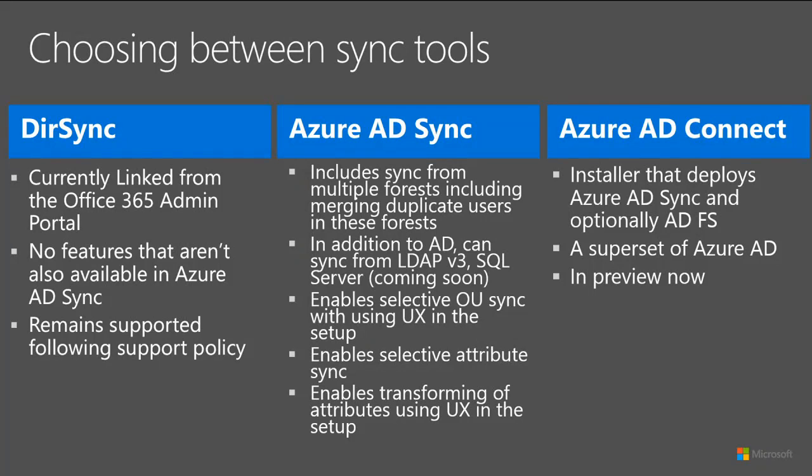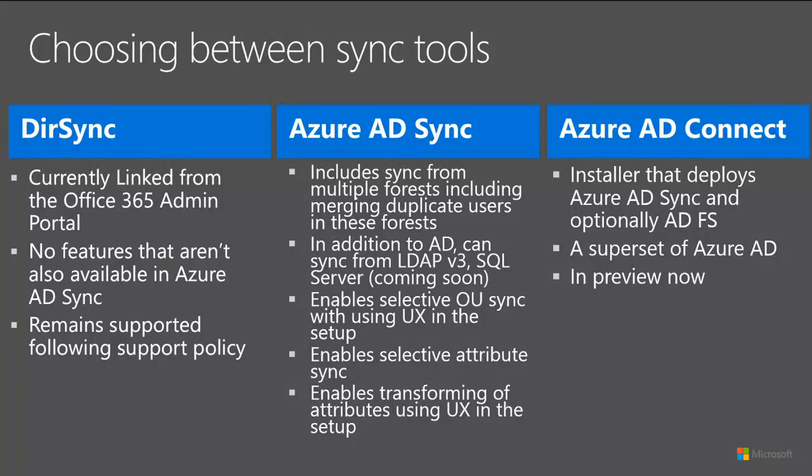And we have some things that are coming soon with that, with being able to sync other LDAP version 3 capable directories, very popular in the education and also the government environments. And so that is coming up soon. We also have the ability to do selective OU sync inside the UX instead of using the command line tools in PowerShell. So making it much easier for selecting which users you want to be able to sync up to the cloud as well. It also enables selective attribute sync.